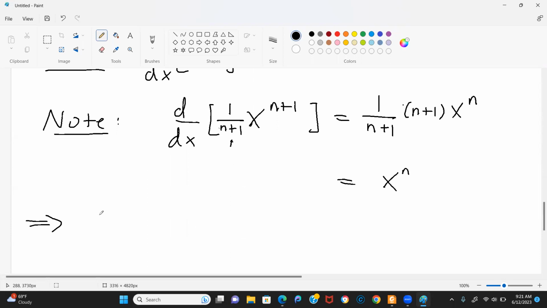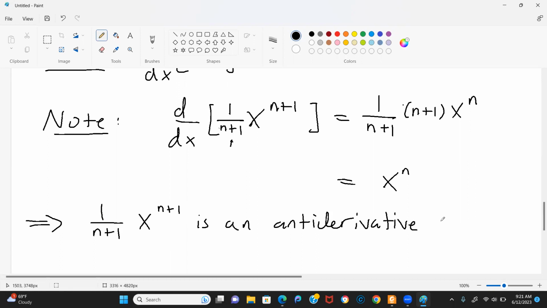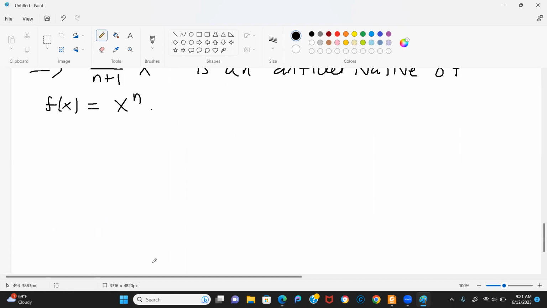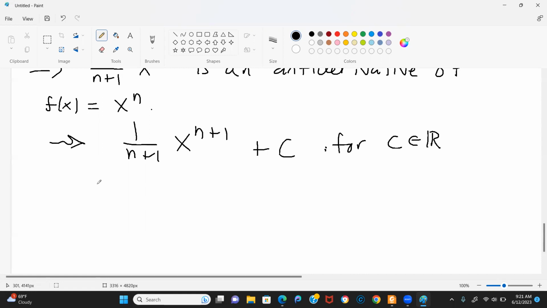So this implies that 1 over n plus 1 times x to the n plus 1 is an antiderivative of f of x equals x to the n. And then this implies that 1 over n plus 1 x to the n plus 1 plus c, for c any real number constant, is the most general antiderivative. All right.